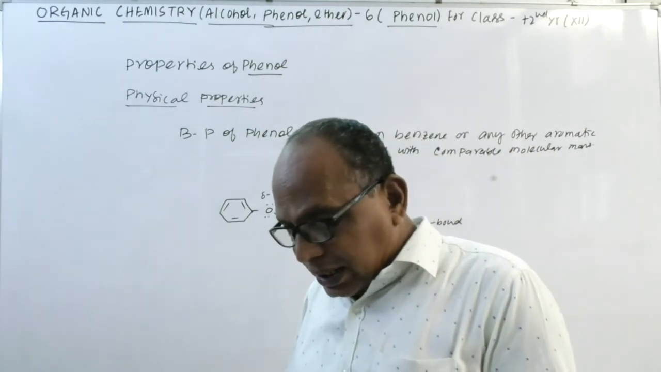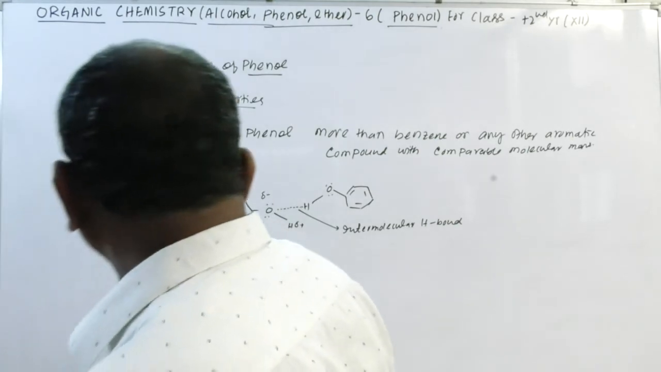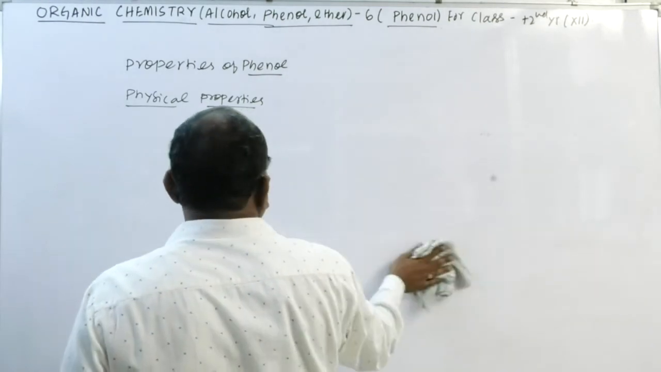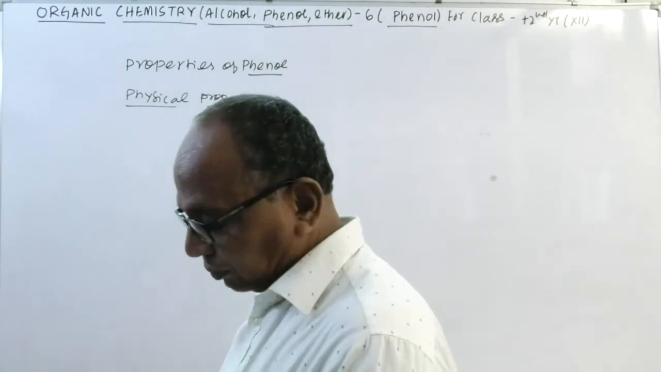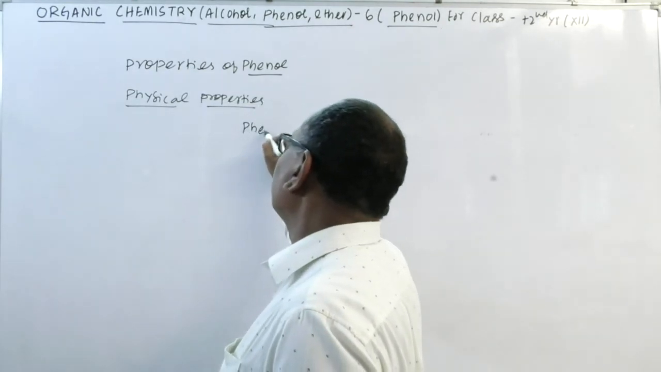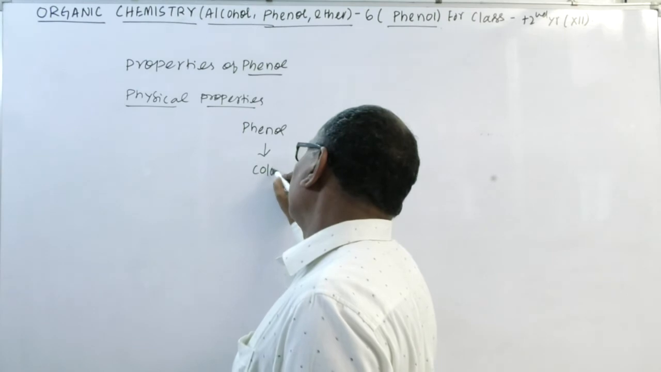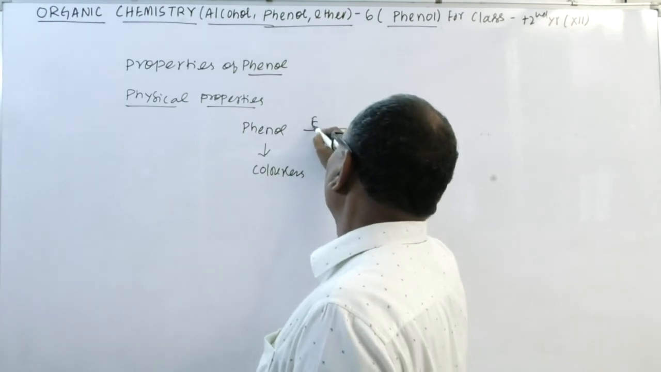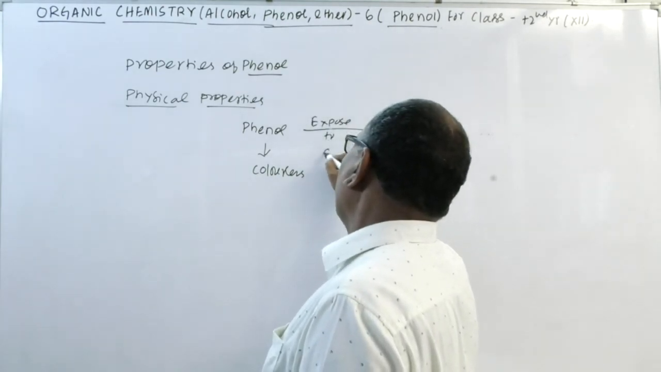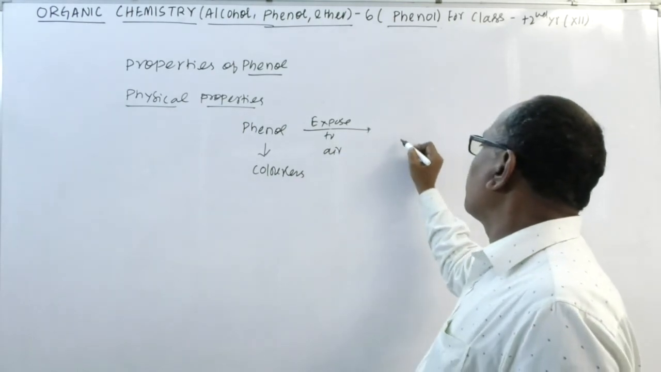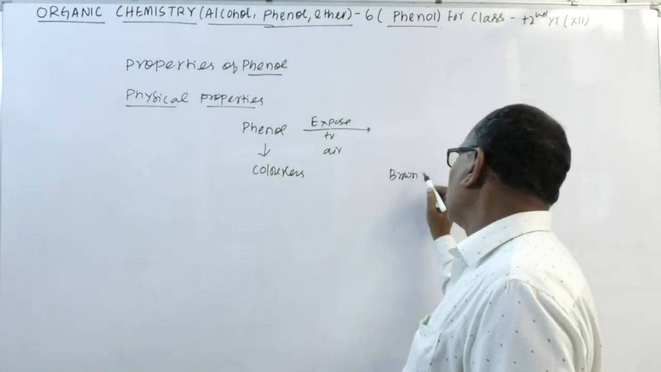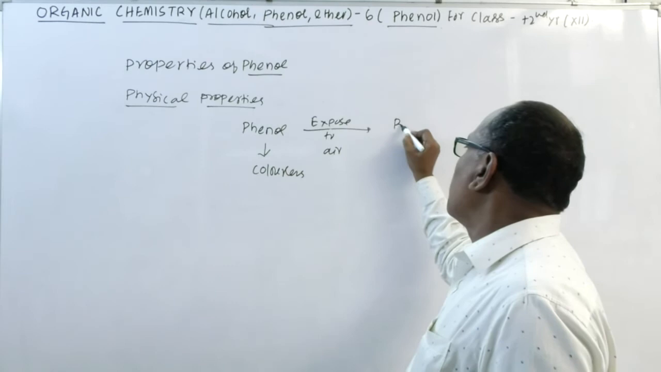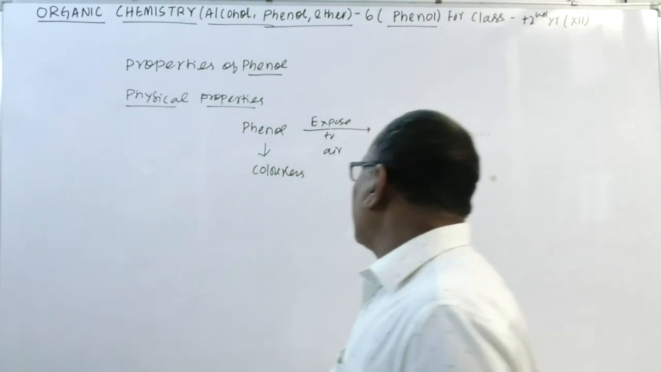Okay, students. Next, what happens when phenol is exposed to air? Phenol is actually a colorless solid. When exposed to the atmosphere, exposed to air, it turns brown. Why does it turn to brown color?